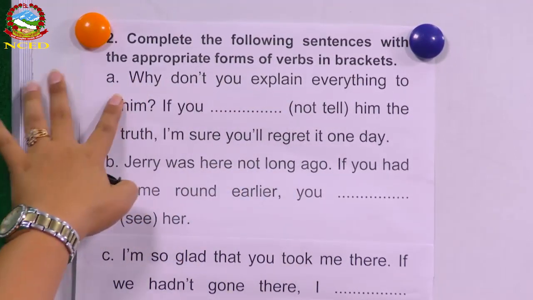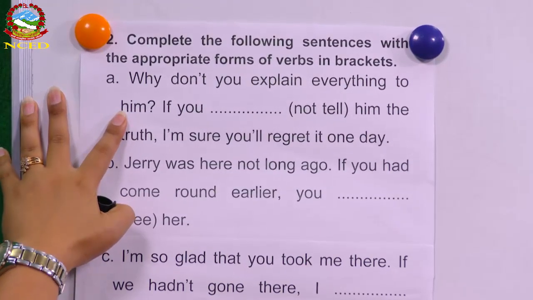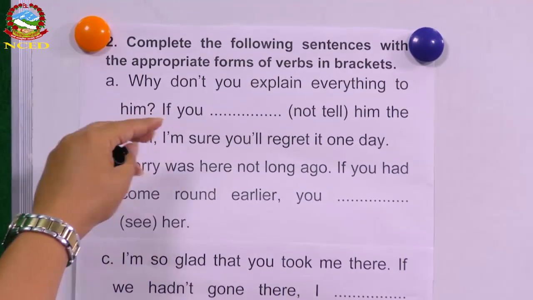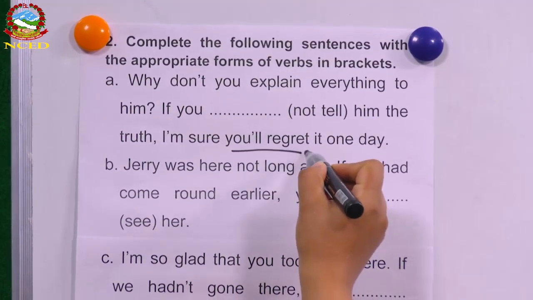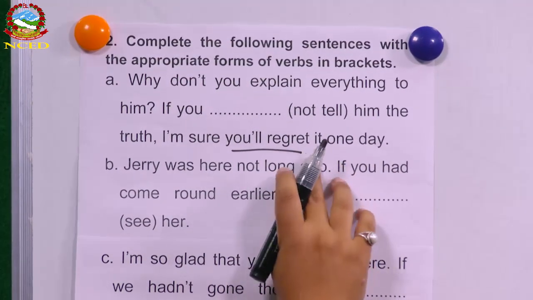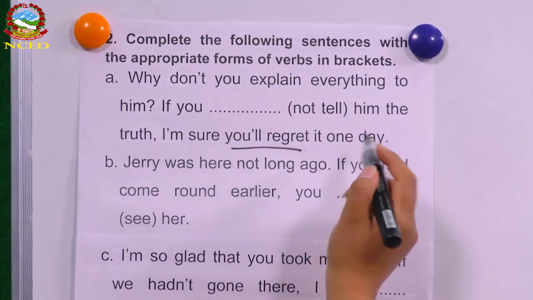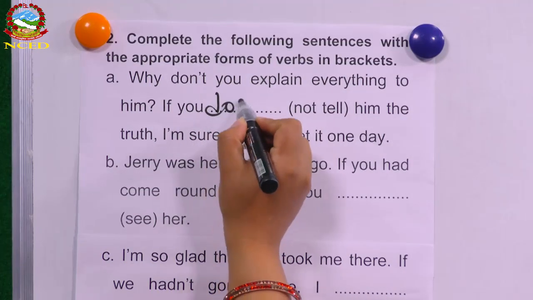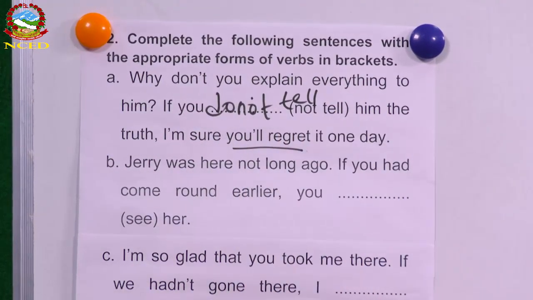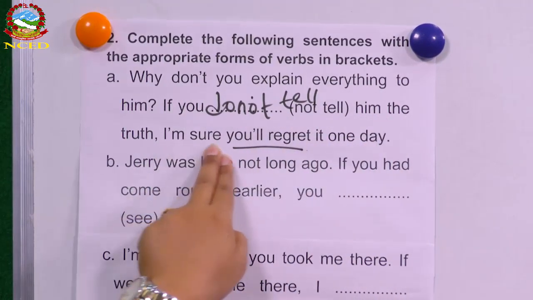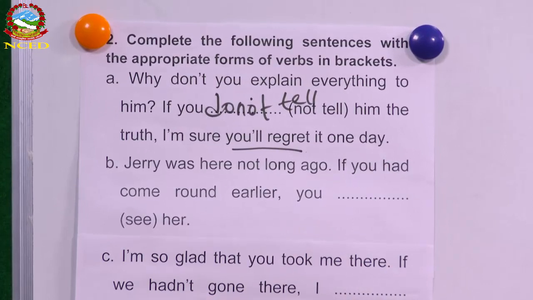Why don't you explain everything to him? That means it's talking about the present thing, right? And something reality, हैन? So you will regret. Will plus be छ main clause. So that means what tense will the if clause be in? Yes. Do not tell. If you do not tell him the truth, I'm sure you'll regret it one day. So it's conditional type 1, okay?